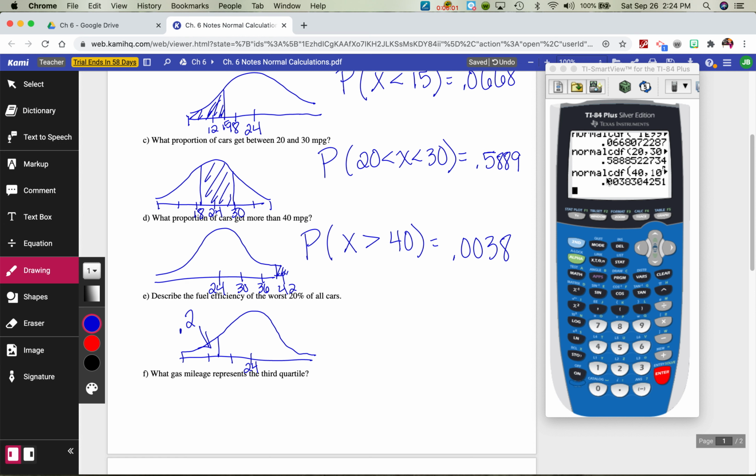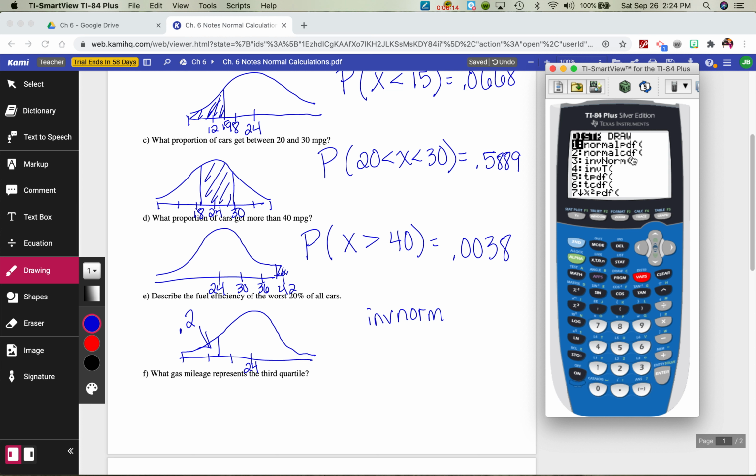So what do I do here? I'm not using normal CDF for this one. For this one, I'm going to use something called, because think about it, we're going the other way. So there's something on your calculator. If you click second distribution, you'll see underneath the normal CDF, you see inverse norm. Well, isn't that a good name for something when you're going the other way? Because you're doing like the inverse operation. So we want to do inverse norm.